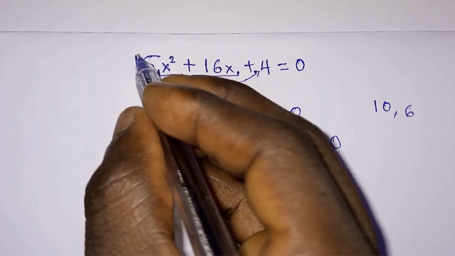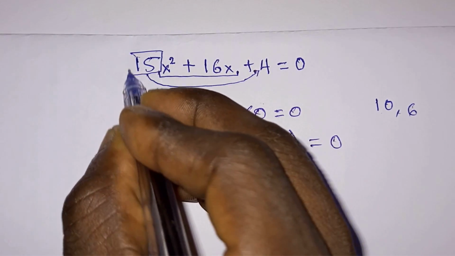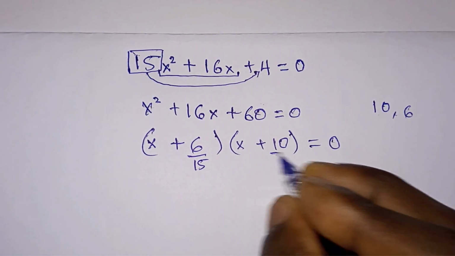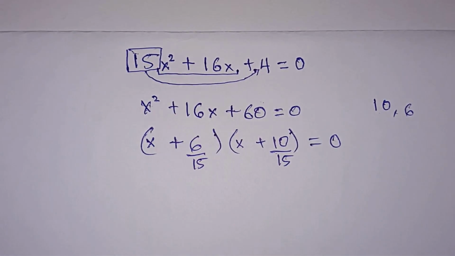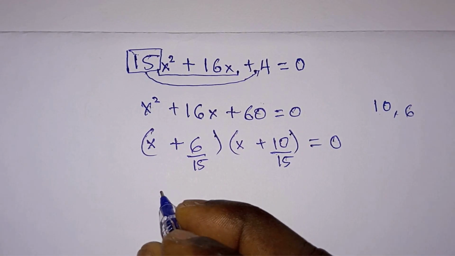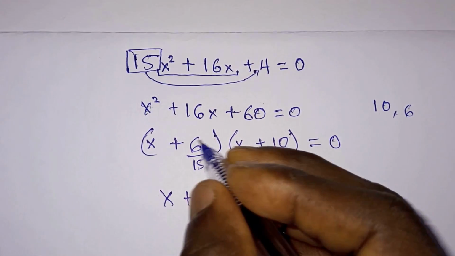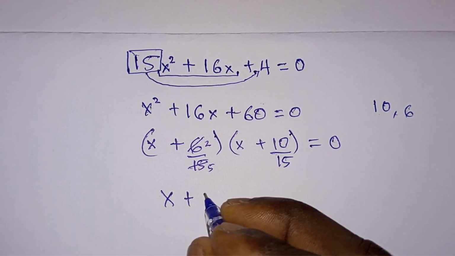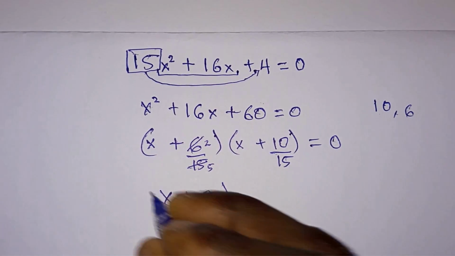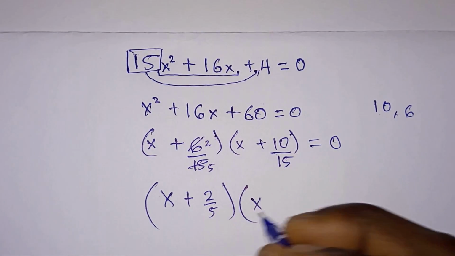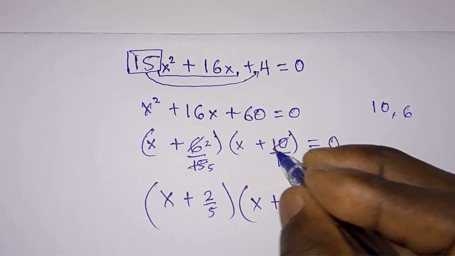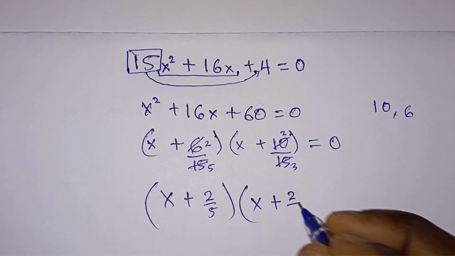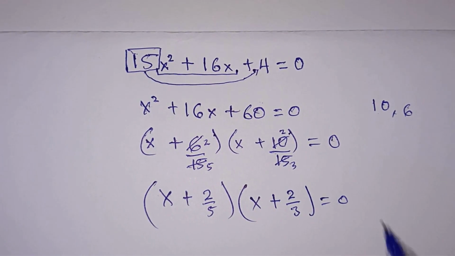Then we haven't forgotten this 15. We will take this 15 again and divide this 6 by the 15 and then divide this 10 also by the 15. So with this one we have x plus, 3 goes into 6 2 times and goes into 15 5 times, so we have 2 over 5. Then from here we have x plus, 5 goes into 10 2 times and goes into 15 3 times, so we have 2 over 3, and this is equal to 0.